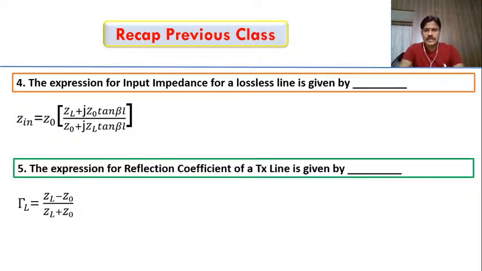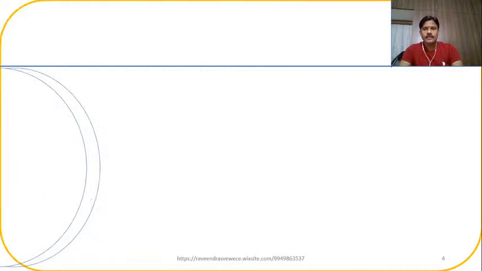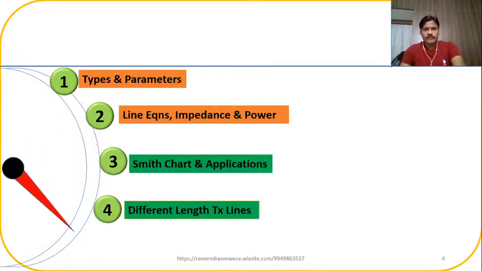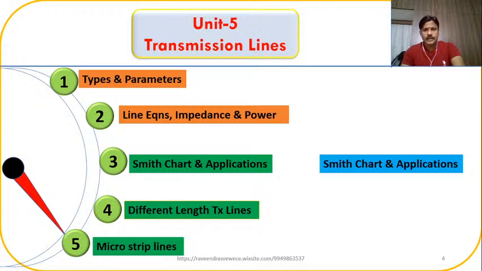Now coming to today's class. Previously we have seen the types of transmission lines, the various primary parameters, secondary parameters, line equations, how to calculate various impedances like characteristic impedance and input impedance, and how to find the maximum voltages, minimum voltages, maximum currents, minimum currents, V0 plus, V0 minus. All these secondary parameters we have expressed in terms of the primary parameters R, L, G, C. And again in the primary parameters, if R equals G equals 0, that type of transmission line is called a lossless line.